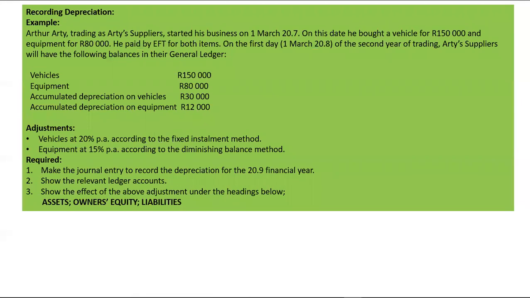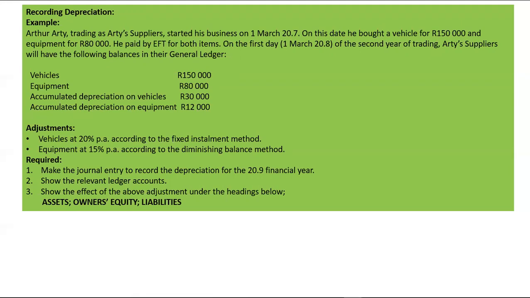Now here it's simply the second year, which is 2018. Meaning that our financial year in this example is 2019. It runs from the 1st of March 2018 to the 28th or 29th of February 2019. How are we going to calculate depreciation on vehicles here?